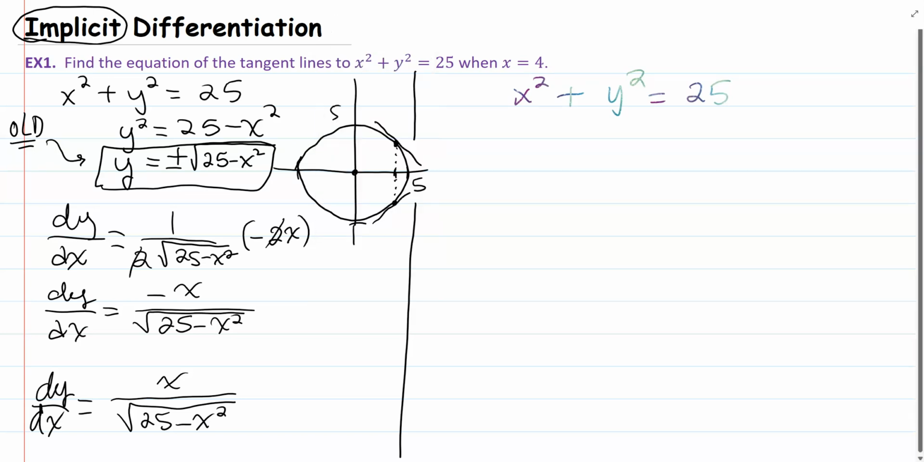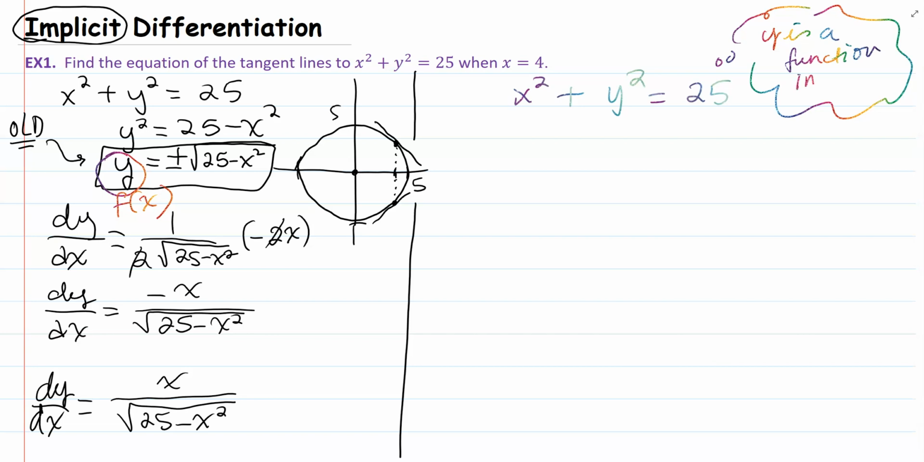Okay, now, as you can see, if we could, and if we did solve for y equals, then y is a function in terms of x, right? Y is a function in terms of x. So keep that in mind. We would say y is a function in terms of x. So what does that mean?